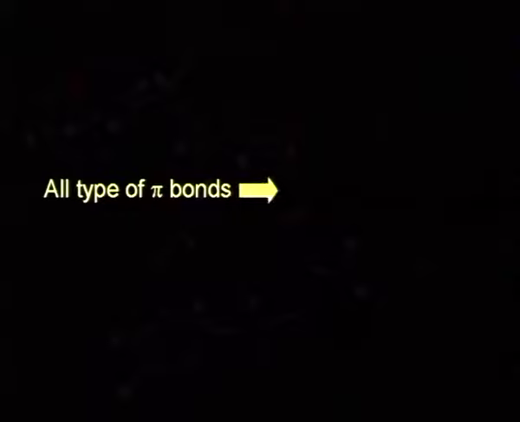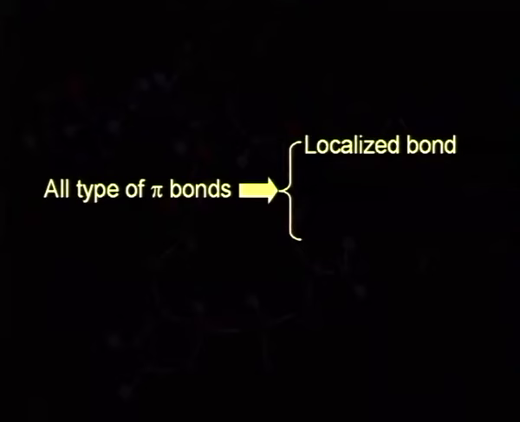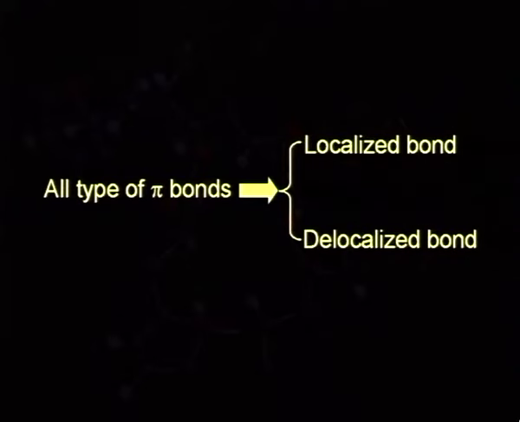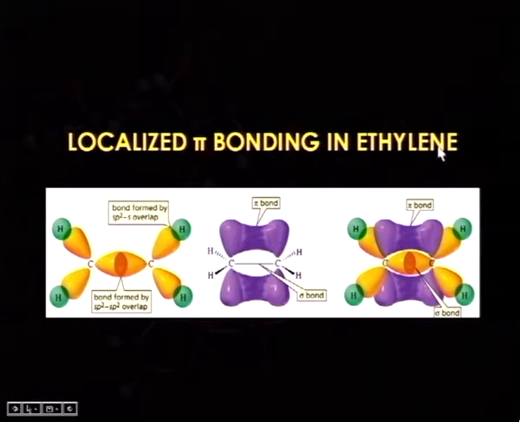Now, all types of pi bonds can be divided in two categories. They may be localized or they may be delocalized. To understand the case of localized bonding, ethylene is the simplest example. We can see in ethylene, first of all, a sigma bond is formed by the overlapping between the sp2 hybrid atomic orbital present on one carbon atom and the sp2 hybrid atomic orbital present on another carbon atom.